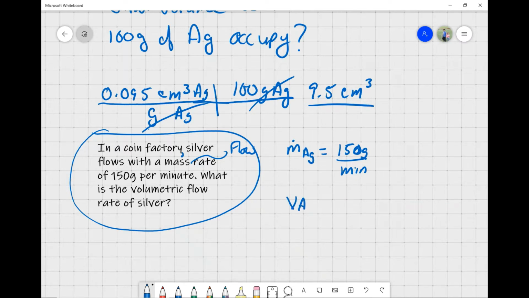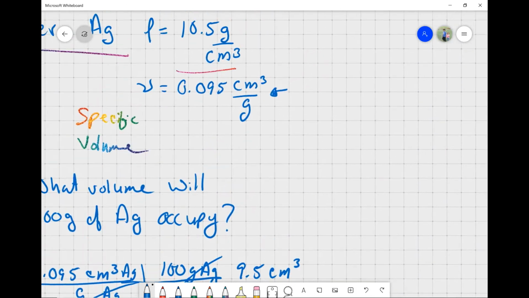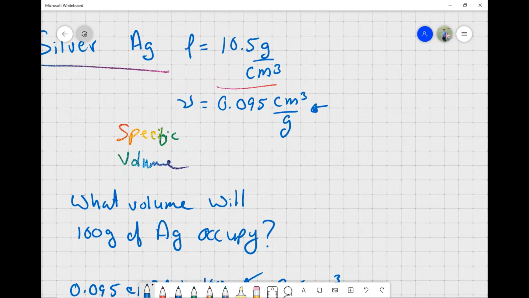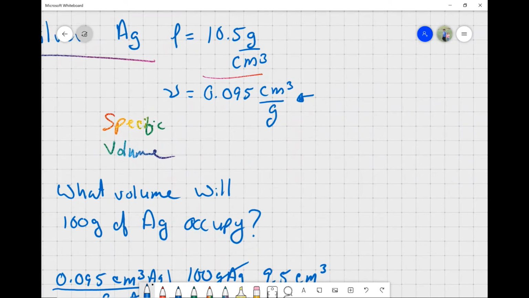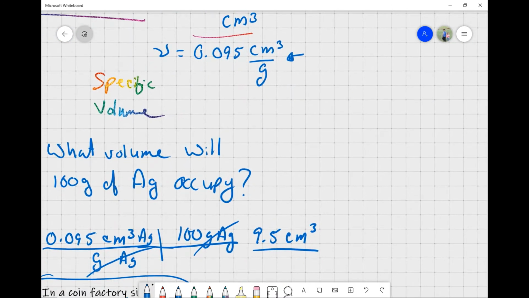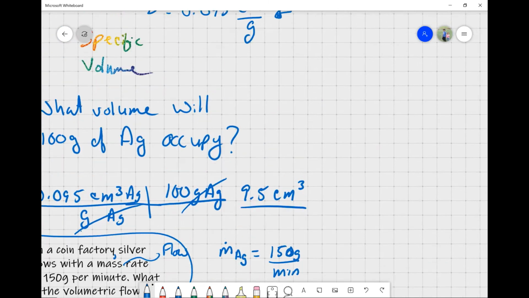So that is what? We don't know. And so we can start off with 150 grams per minute, and we can look at what we have. So we have our specific gravity and our specific volume, and mathematically it works out the same. We have our density and we have our specific volume, and so it works out the same. So let's just go ahead and use density.